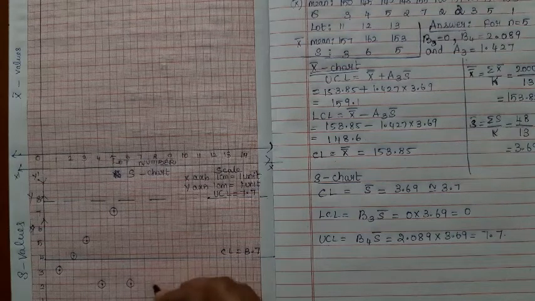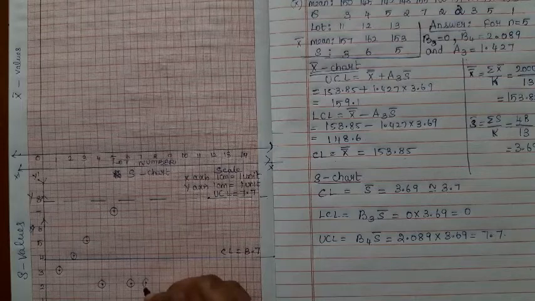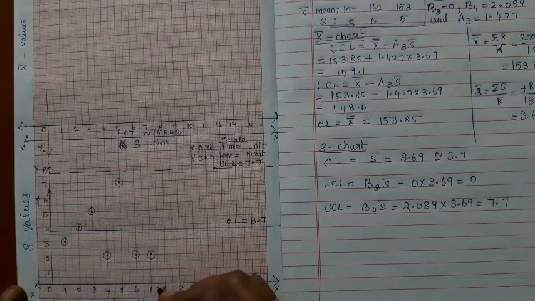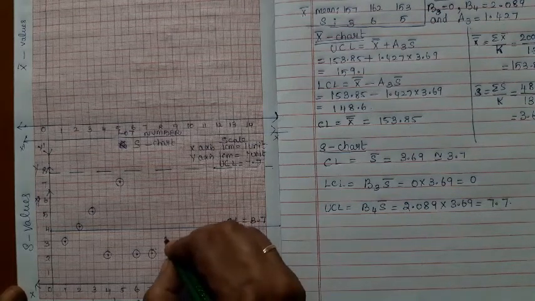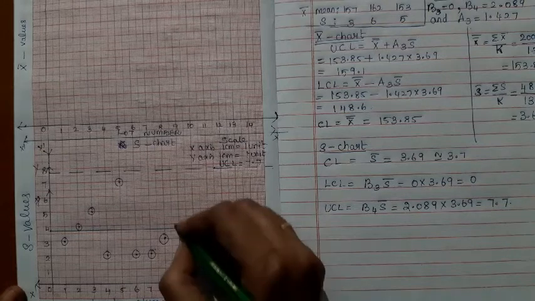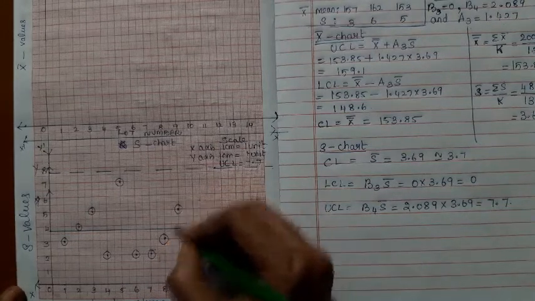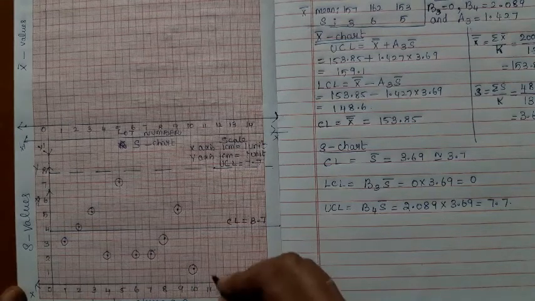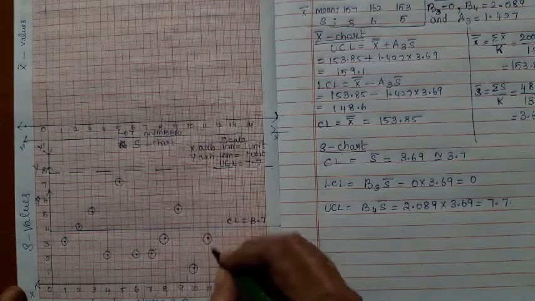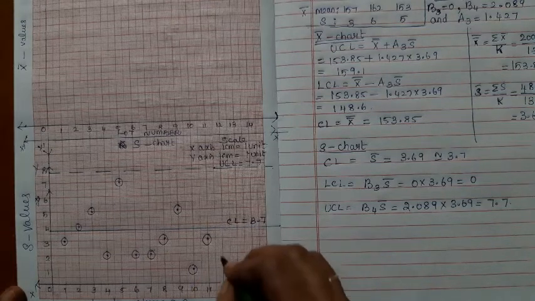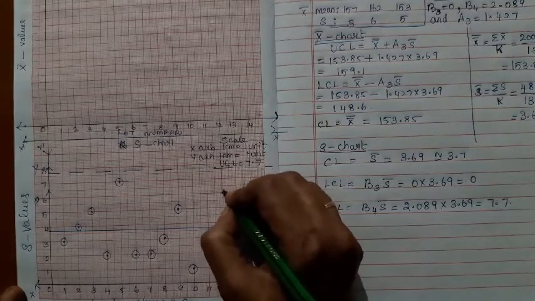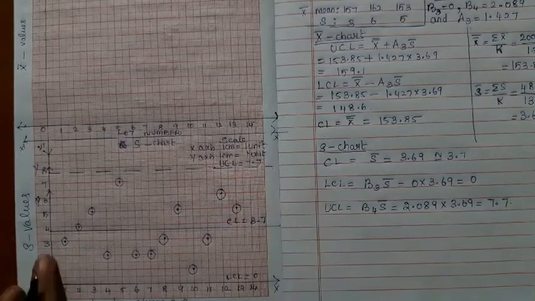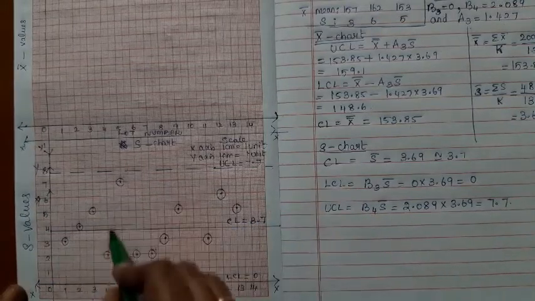Seventh, it is 2. For the eighth, it is 3. For the ninth, it is 5. S values are plotted. And the 10th, it is 1. For the 11th, it is 3. For the 12th lot, it is 6. For the 13th, it is 5. Fine. All values are falling within the control limit.